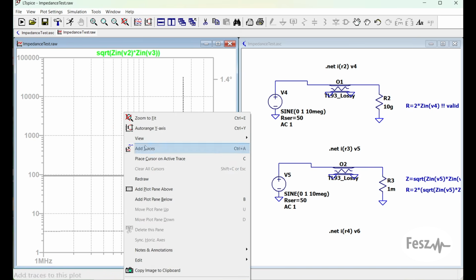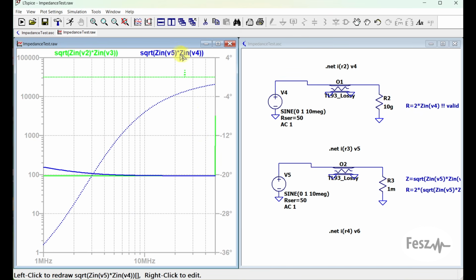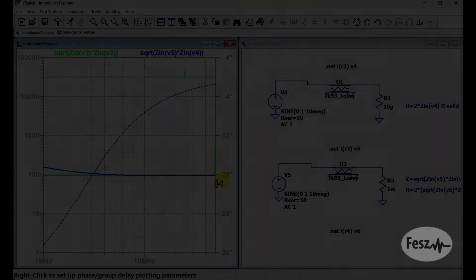Now, if we also try the same thing out with the lossy transmission lines, so this blue trace, well, we are seeing a bit of a deviation at lower frequencies. But once we move past the quarter wavelength frequency, so at 25 MHz in this case, both lines seem to give the exact same result.